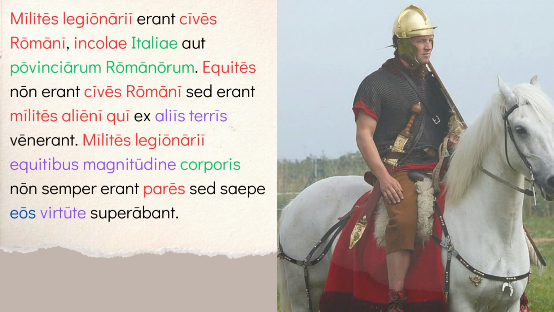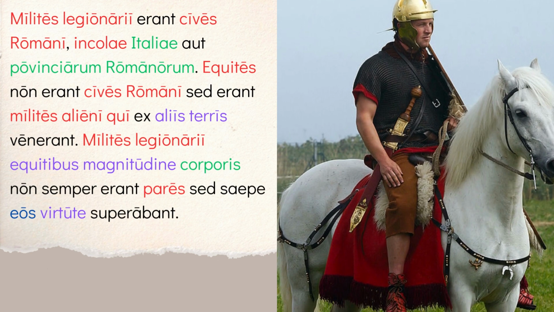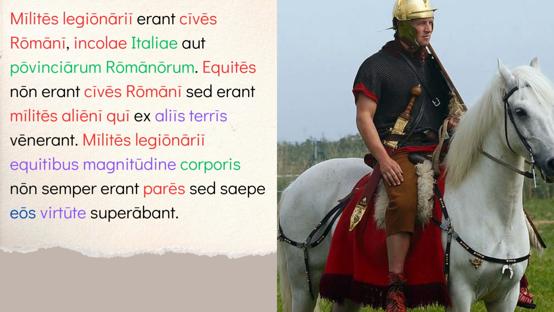And as long as your translation is pretty close to mine, again, it doesn't have to be perfect, but as long as it's pretty close, you can feel good that you're on the right track. So the story starts like this, okay? Milites legionarii erant cives Romani, incolae Italiae aut provinciarum Romanorum. Okay, so the soldiers of the legion, right? The legionary soldiers, the milites legionarii, they were Roman citizens, cives Romani, and they're also inhabitants, incolae, of Italy. Okay, so it means either inhabitants of Italy or of the Roman provinces, the provinciarum Romanorum. Okay, so they're Roman citizens and they're either from Italy or they're coming from one of the provinces.